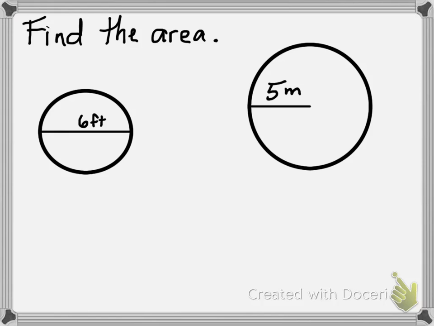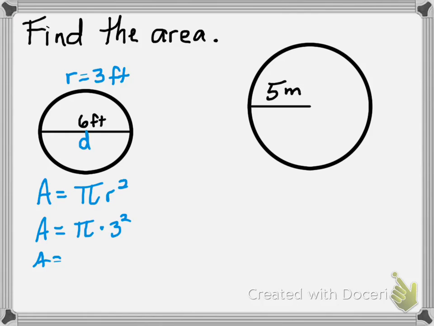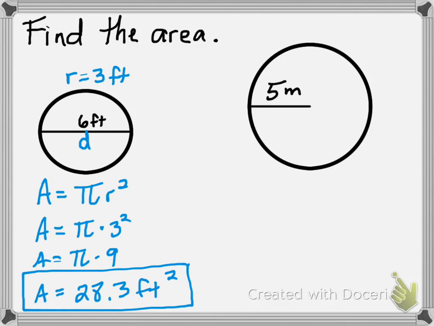Okay, so looking at the first one, again, I have a circle, but this time I'm looking for area, so I use area equals pi r squared. So I need to identify the radius. Well, the 6 feet is the diameter, so that means the radius would be half of that. Okay, so the radius would equal 3 feet. So I can plug that in. Area equals pi times 3 squared. So area equals pi times 9. Therefore the area is 28.3 feet squared. Okay, just like before, area is always units squared.